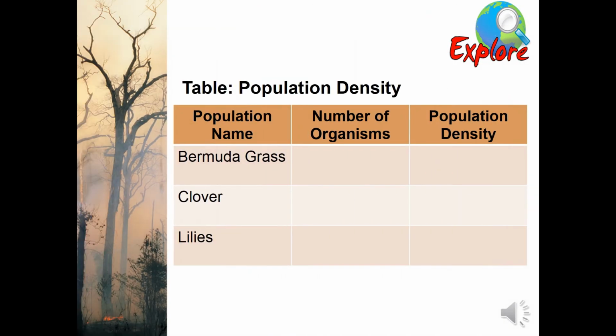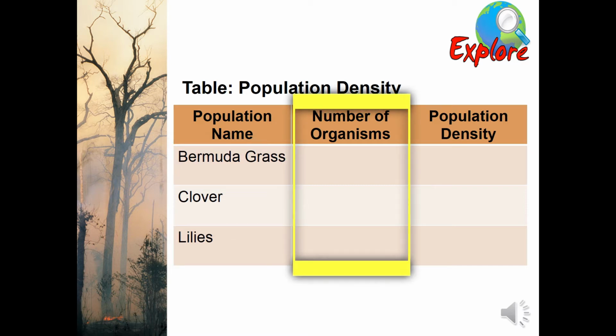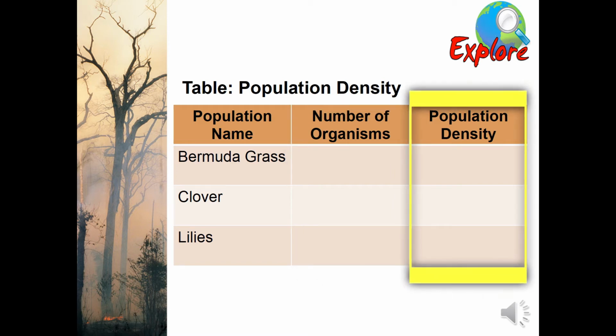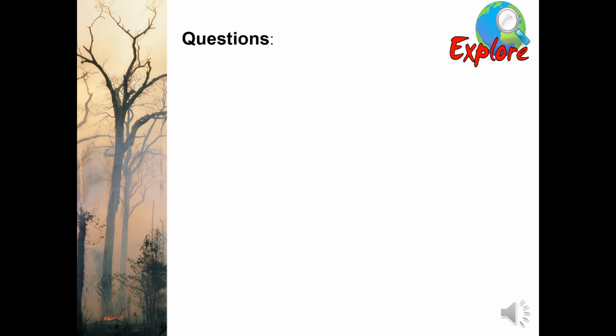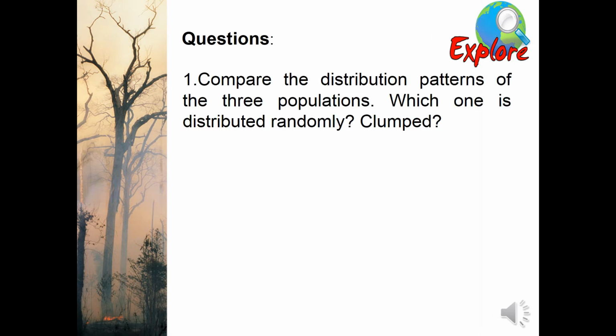Below is the format of the table. Kindly copy this in your answer sheet. The population name, we have Bermuda grass, clover, and lilies. On the second column, we have number of organisms, which you are going to answer the following questions.